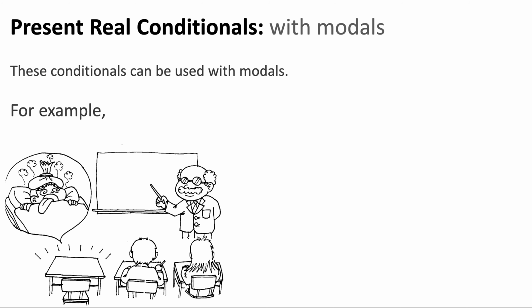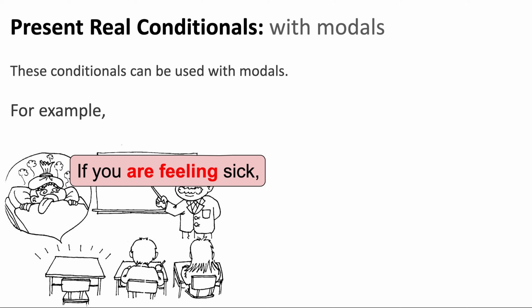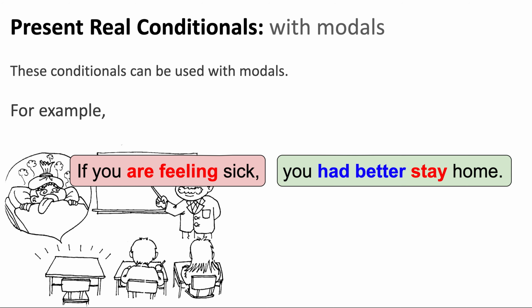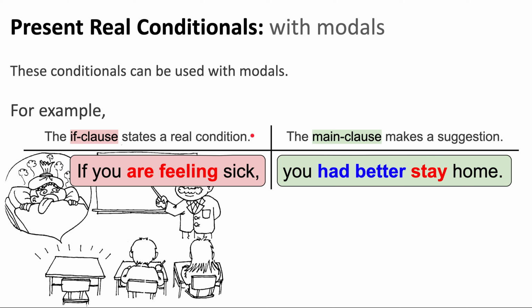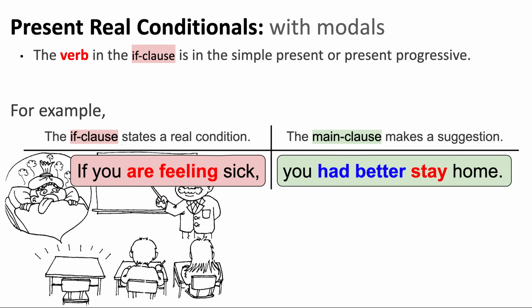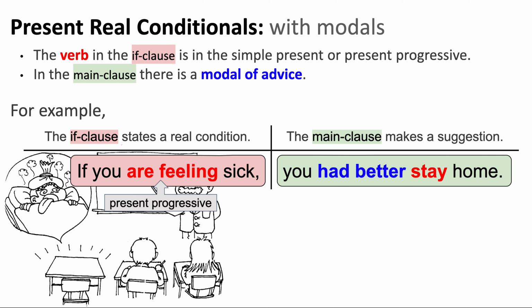Let's look at another example. If you are feeling sick, you had better stay home. Once again, the if clause states a real condition, if you are feeling sick. And the main clause makes a suggestion, you had better stay home. Now let's look at the form. The verb in the if clause can either be in the simple present or the present progressive. Here, if you are feeling sick, uses the present progressive. In the main clause, there is a modal of advice, had better. Had better is a modal of advice.